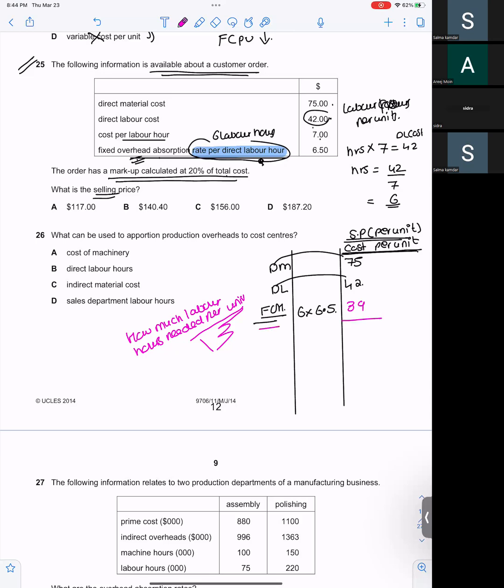Now if I add all this, I will get my total cost. Total cost will be 75 plus 42 plus 39. What is the amount coming? 156. Add 20% profit to this. It's markup, so it is on cost. So what amount am I getting?